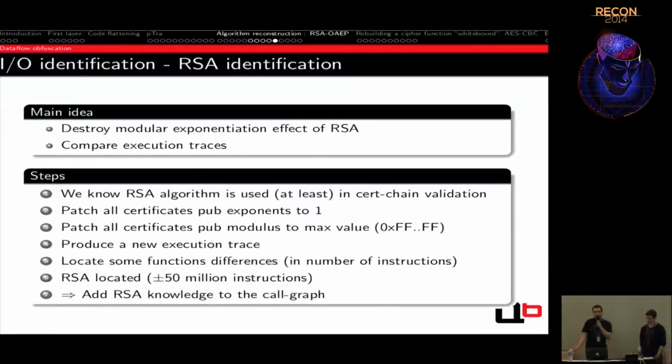So there is no modular exponentiation, and then we produce a new execution trace, and we just have to compare the two traces in terms of number of instructions. We located the function that has 50 million instructions less than the other. So we located precisely the place where RSA was computed. Then we add the RSA knowledge to the call graph, and the RSA function was indeed reused in the DRM computation to do some algorithm like RSA OAEP.